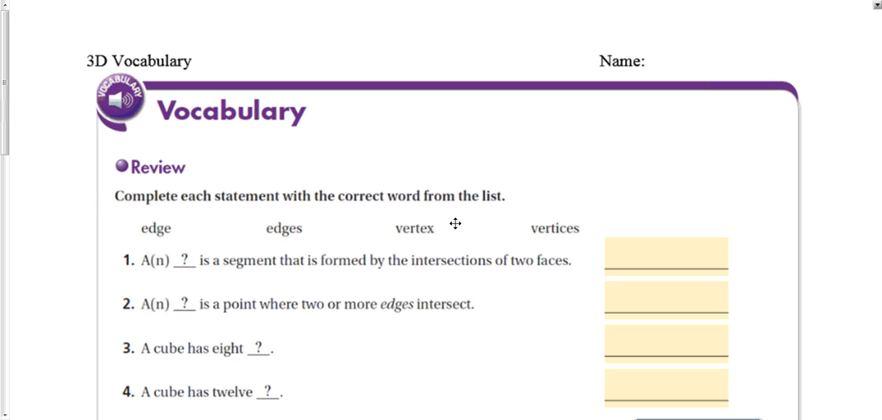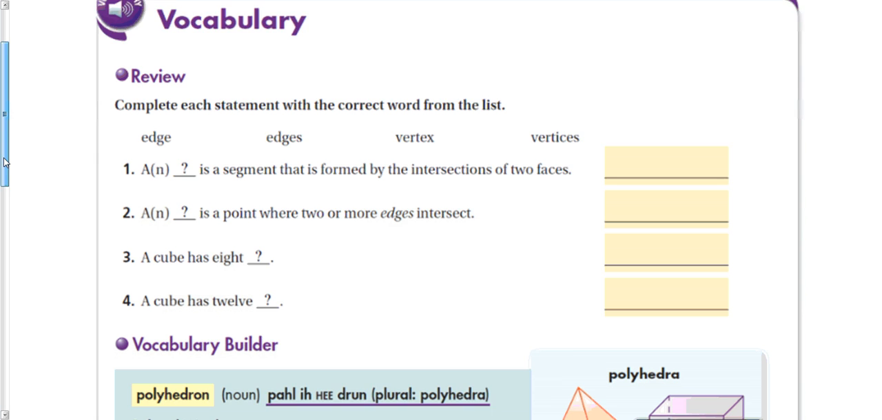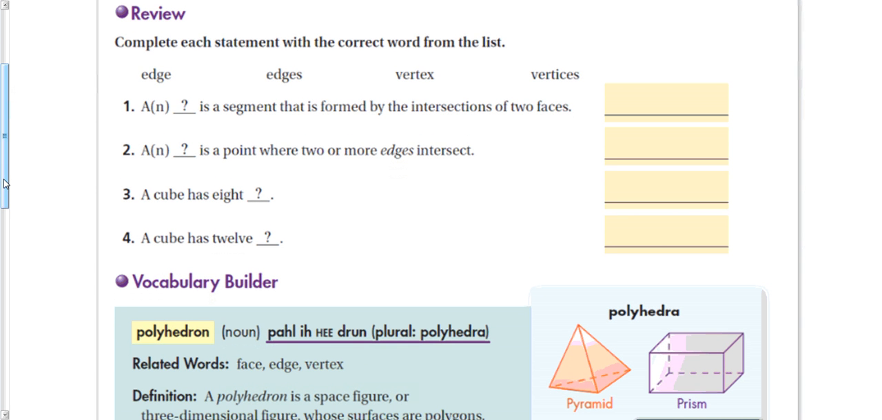Hello, today we are talking about three-dimensional vocabulary. So just to clarify a couple of words that we're going to use when we're talking about three-dimensional objects. I'm going to be referencing the purple prism at the bottom right of your screen.